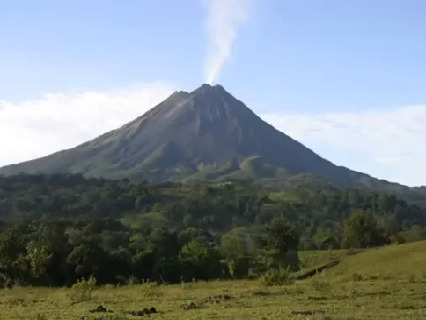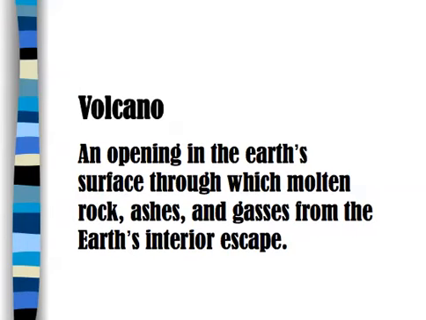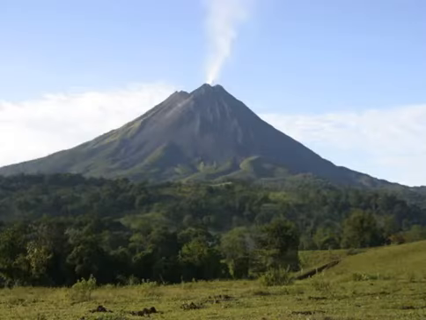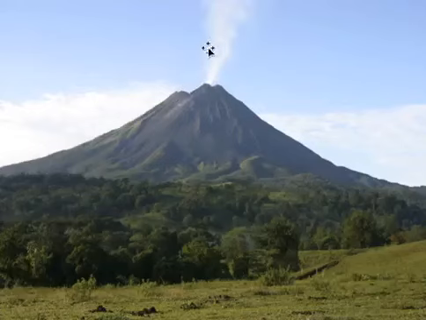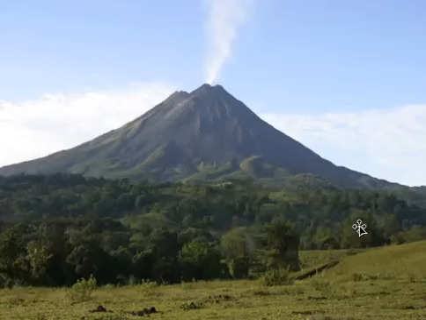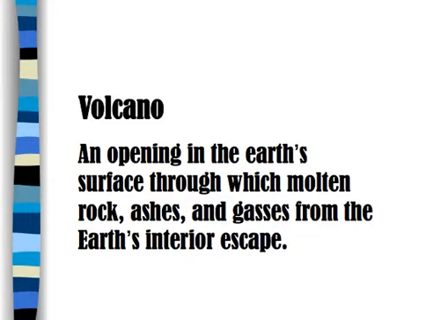Ooh, come on, you got to know what this is. What is it? Look at that steam coming out of a volcano! An open area in the earth surface through which molten rock, ash, and gases from the Earth's interior escape. Notice that it's escaping. Also notice, though, it's very green here. Volcanic soil is very rich. An opening in the Earth's surface through which molten rock, ashes, and gases from the Earth's interior escape.